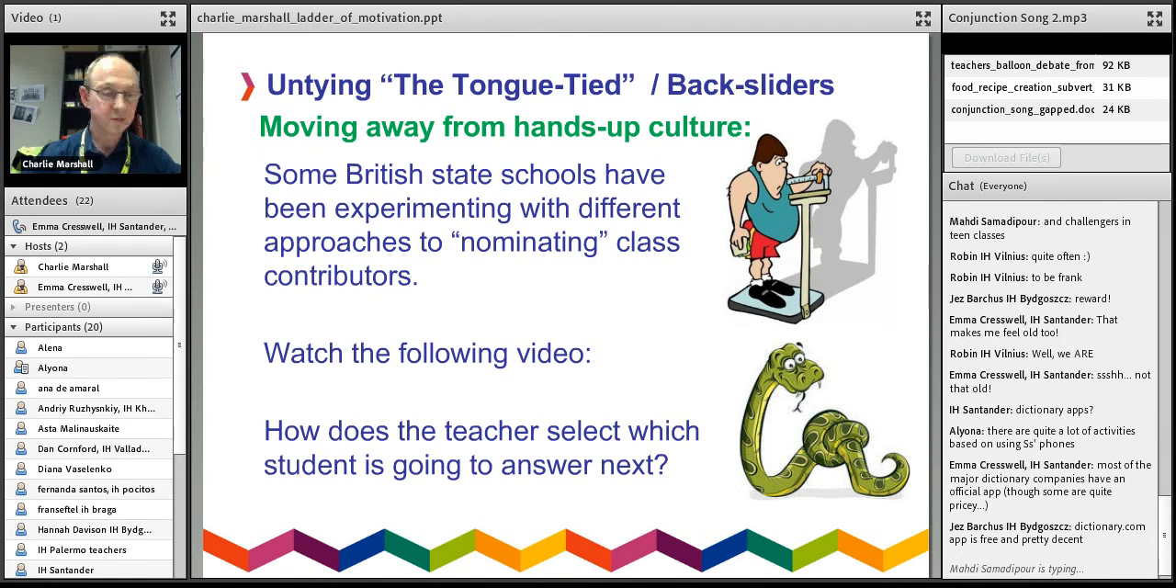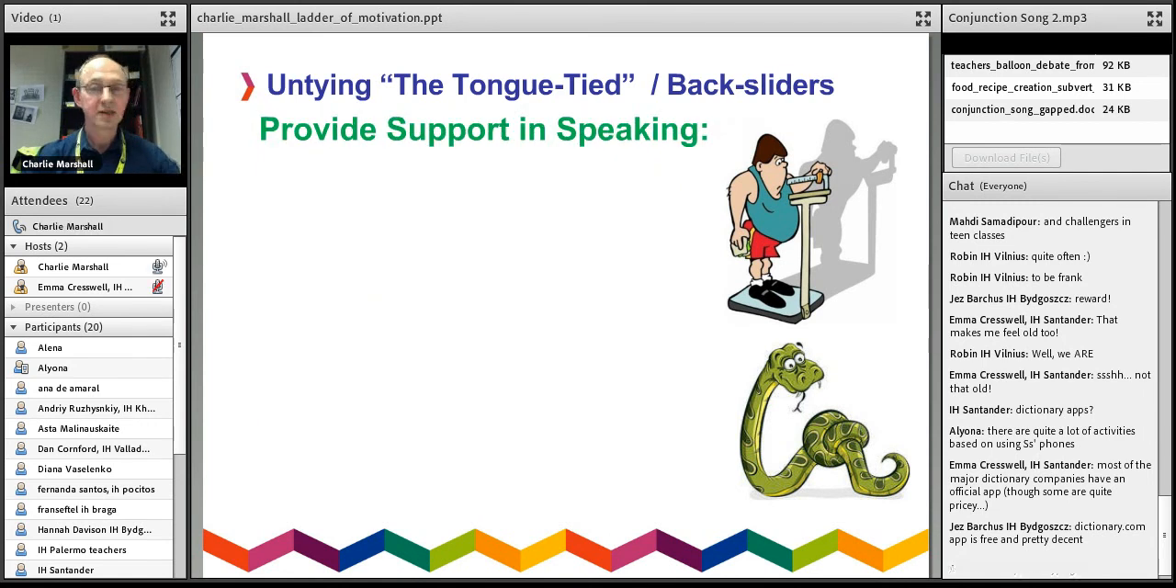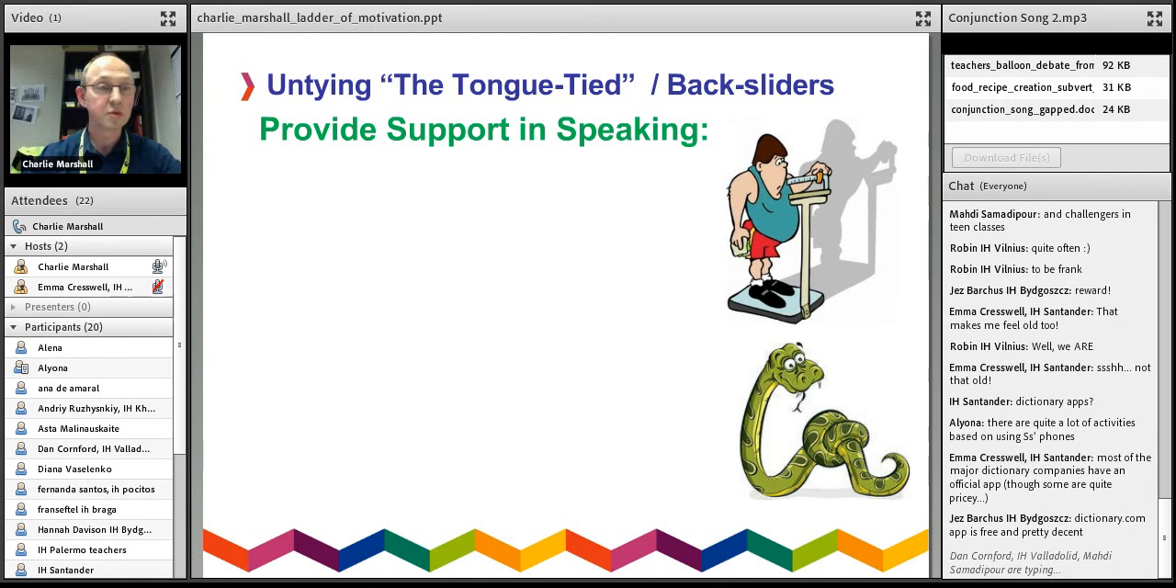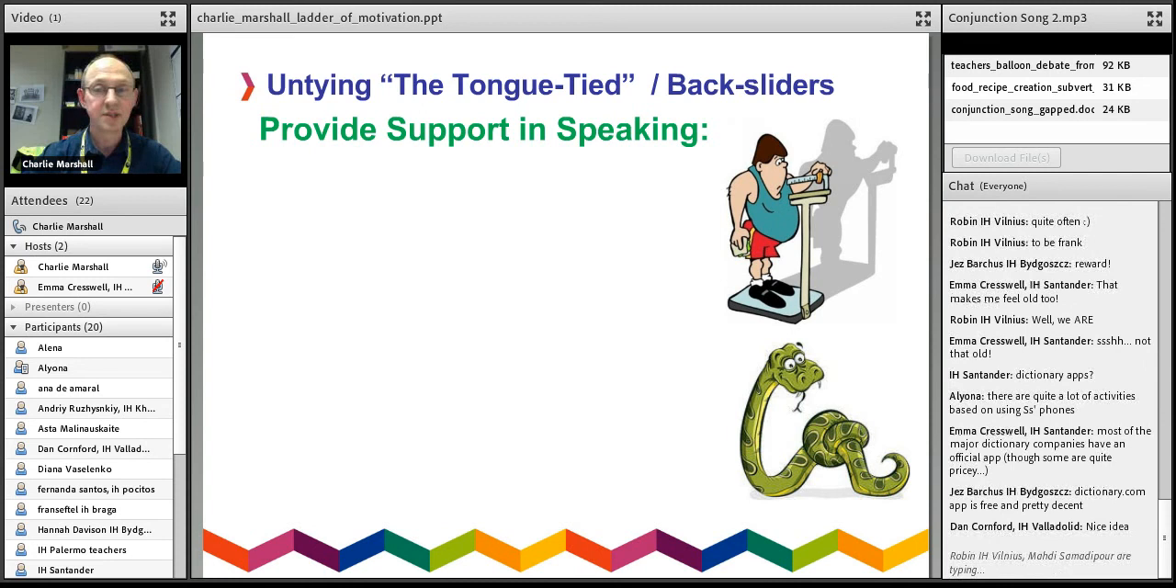Okay, we're going to move on now. This is the other idea, to provide support. Now, this is what I would call scaffolding, and this is the idea of giving people some language before they have to speak to help them with what they're going to do.